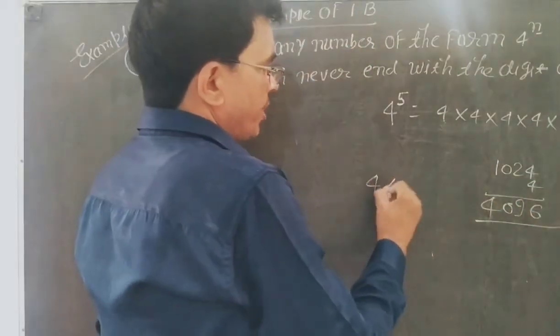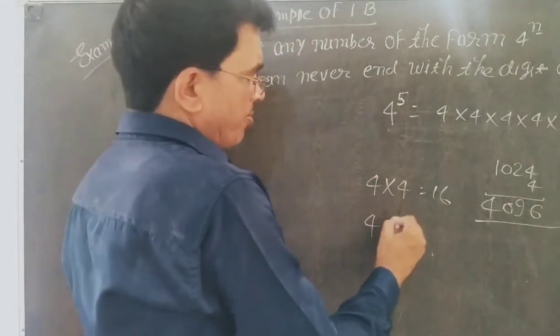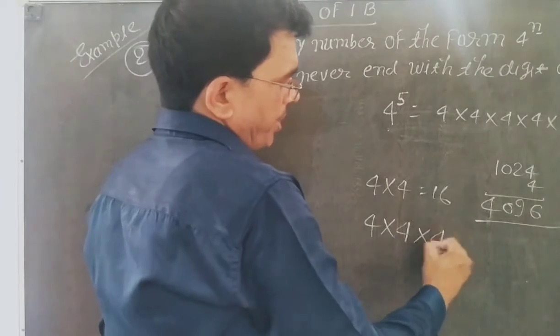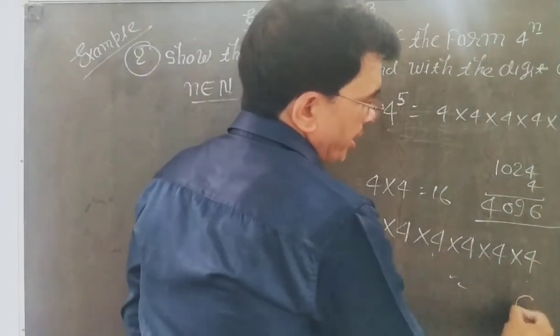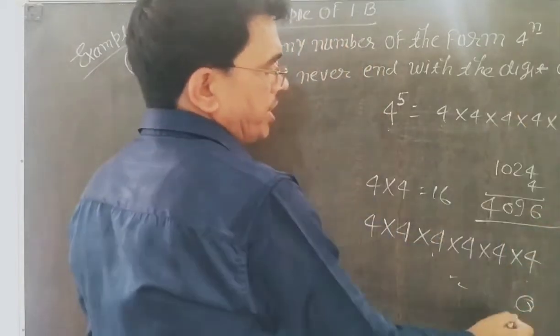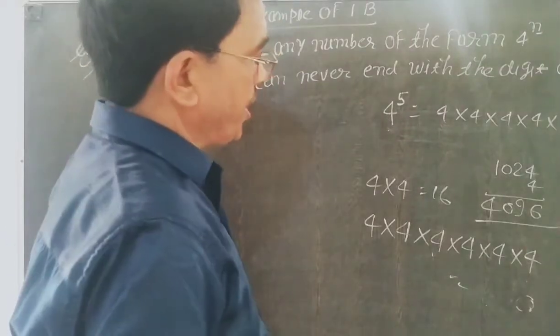Any number, when you multiply 4 into 4, you get 16. Your question is, any number of times you multiply 4, that is 5 times, 6 times, 7 times, 8 times, any, and you never get 0 at the end of that number. Why? Give the reason for it.